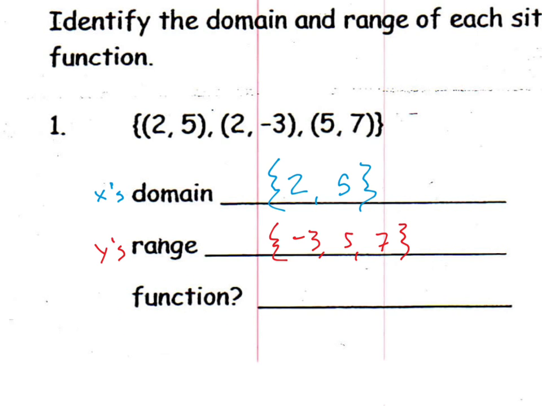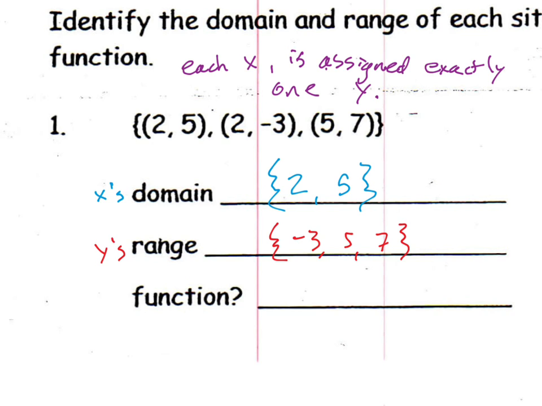And the definition of function is each x is assigned exactly 1 y. So you have to look at your x's and think about, well, how many y's got paired with my x's? So 2 got paired with 5, 2 got paired with -3, and 5 got paired with 7. These are pairings, these y's got assigned to those x's. Well, if you look at this one, 2 got assigned to 5, and 2 also got assigned to -3.